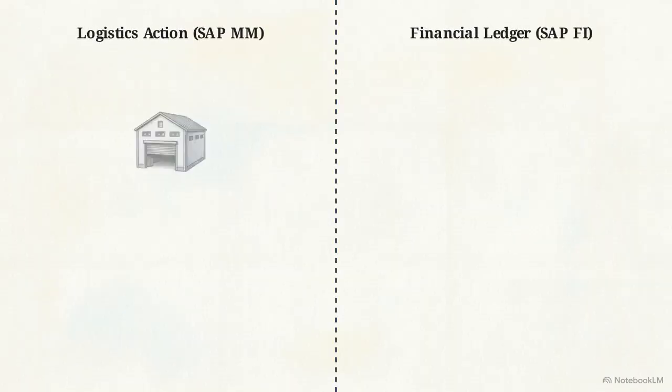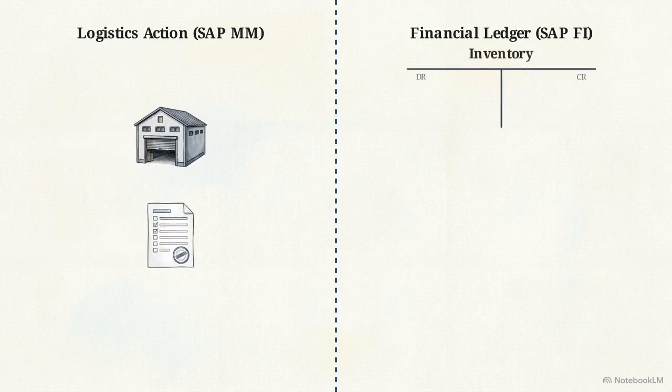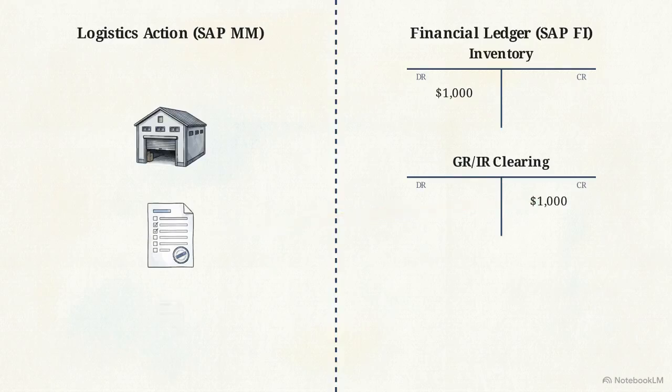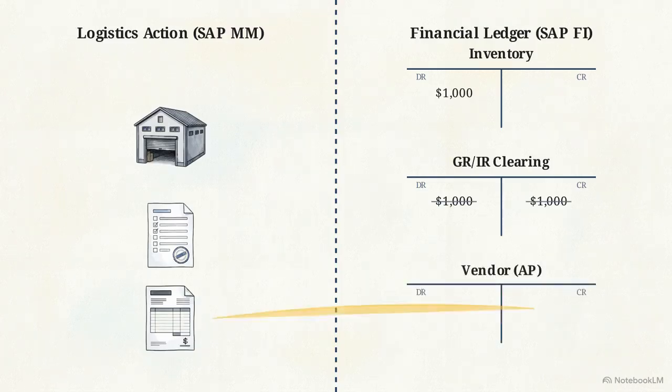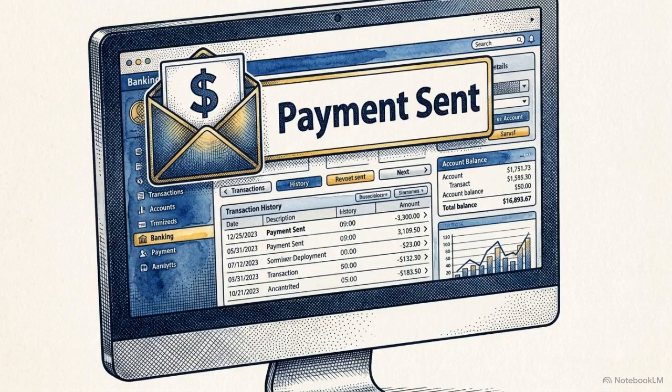SAP MM is integrated with SAP Financial Accounting, or FI, so logistics actions automatically trigger the necessary accounting entries. When the goods receipt is recorded, the system debits the inventory account, reflecting the new asset, and credits a temporary clearing account. During invoice verification, the system reconciles that clearing account and credits the vendor account, showing the company owes the supplier. SAP FI then processes the final cash payment to the vendor to settle that liability.